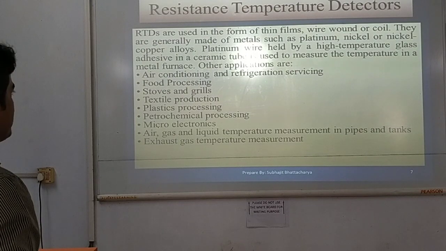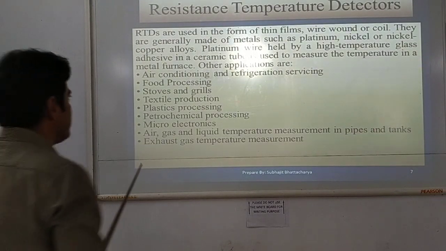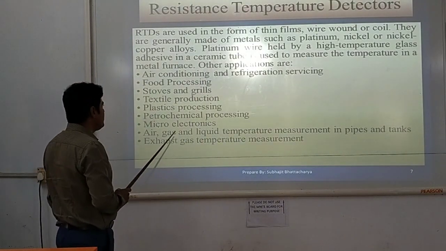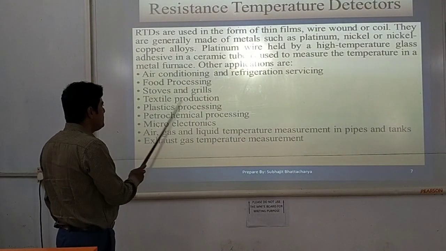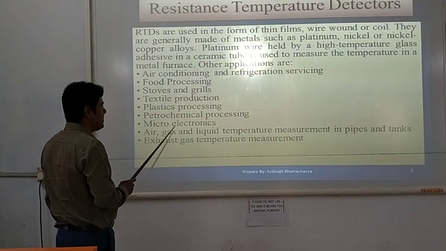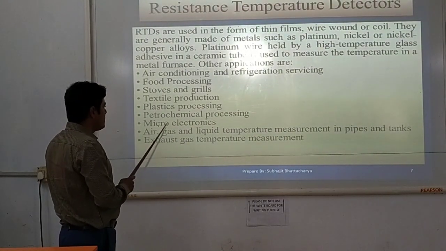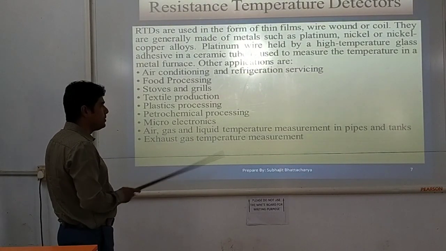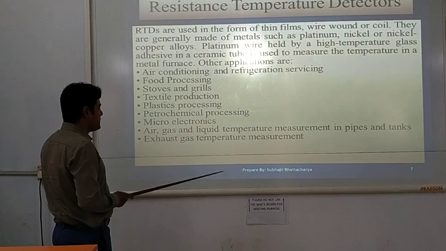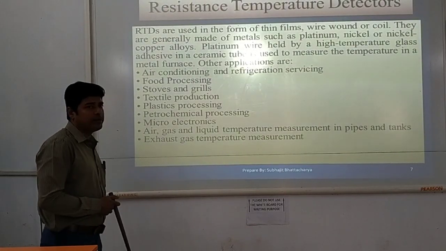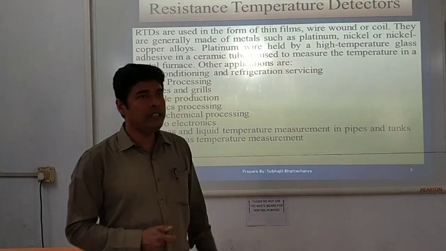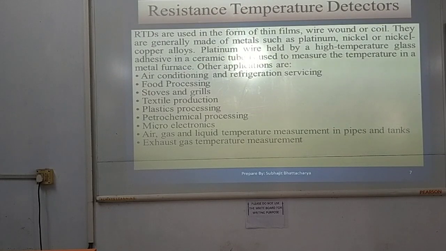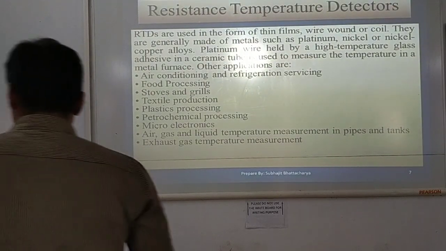Now there are some applications of these resistance temperature detectors: air conditioning and refrigeration servicing, food processing, stoves and grills, textile production, plastic processing, petrochemical processing, microelectronics, air, gas and liquid temperature measurement in pipes and tanks, exhaust gas temperature measurement. So we can see that many industrial applications are there for these RTDs. So very important sensor, we can say.